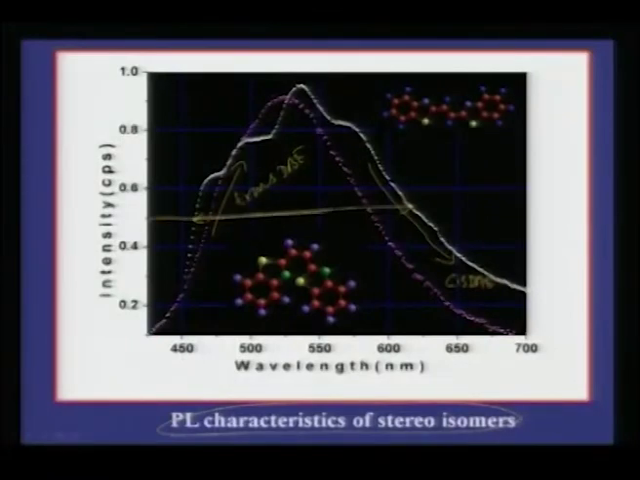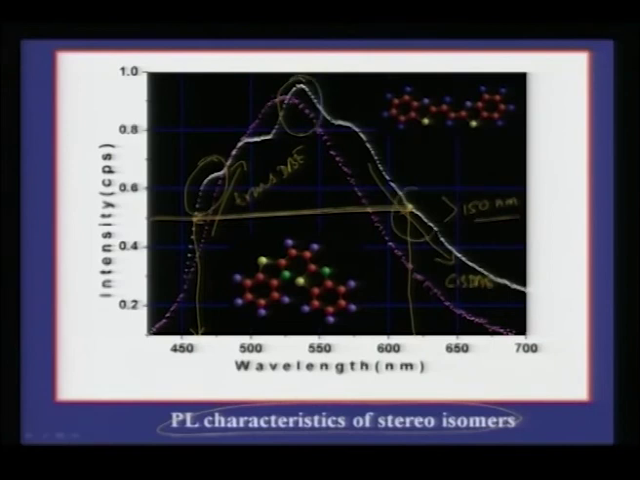So, if you actually look at the full width at half maxima, somewhere here, it is more than 150 nanometers, which means it covers part of the blue area, it covers part of green, and it also covers part of the red light emitting area. So, if all three components are coming, then there is a broad emission which amounts to white light.